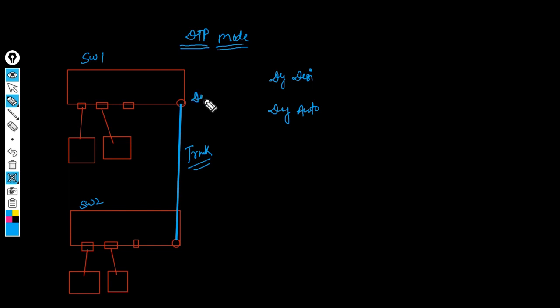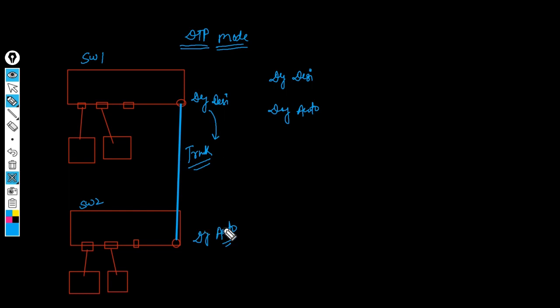So for example, let's say this is dynamic desirable and this is also dynamic desirable, dynamic desirable on both sides. Dynamic desirable initiates the message to form the trunk. This also initiates the message to form the trunk, just like a hello packet. If both switches are negotiating with each other, they will go for trunk. Even if one side is dynamic desirable and the other side is, let's say, dynamic auto, dynamic desirable is saying I want to form a trunk, and auto will passively wait for the neighbor.